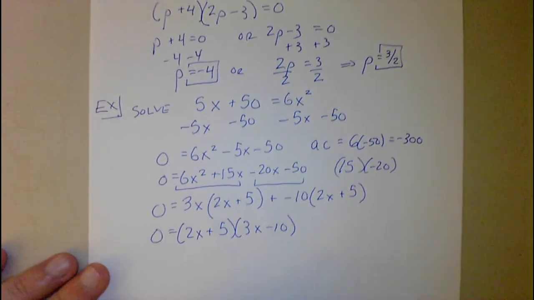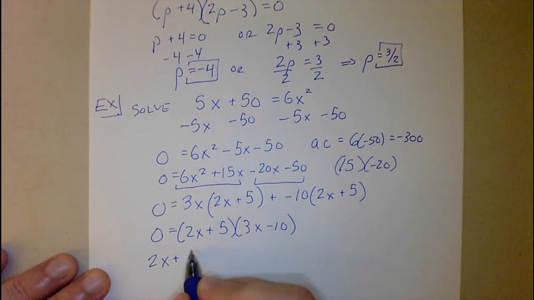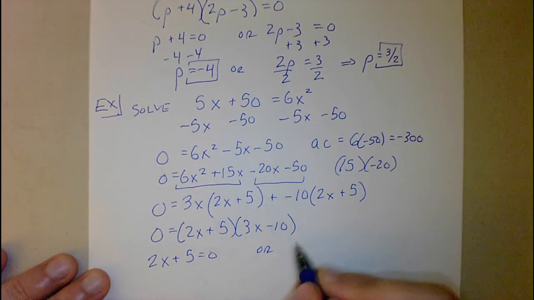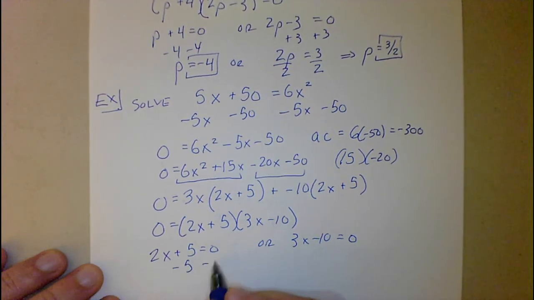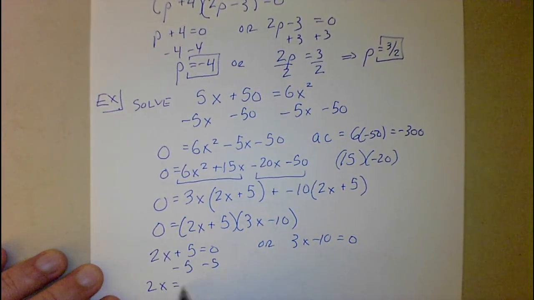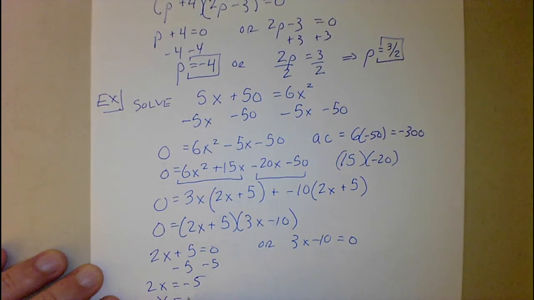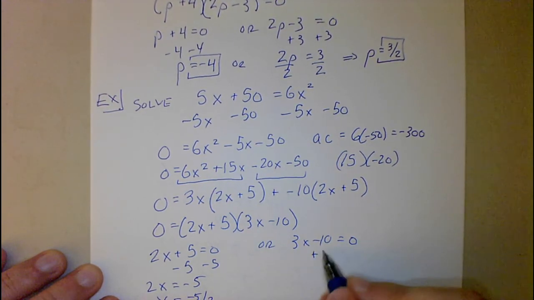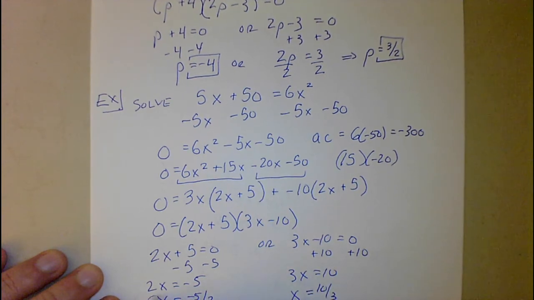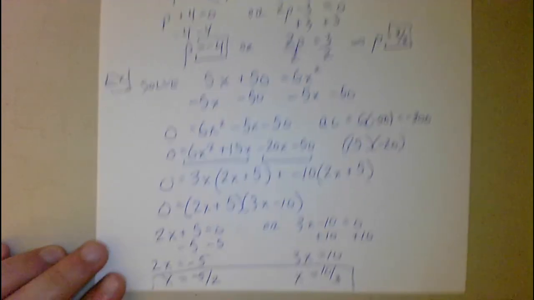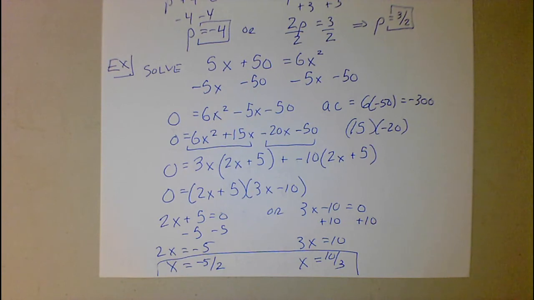And again, by the zero factor property, either 2x plus 5 equals 0 or 3x minus 10 equals 0. So subtracting 5 from both sides here, I get 2x equal to negative 5, and so x is negative 5 halves. Or here, I add 10 to both sides. I get 3x equal to 10, divide both sides by 3, and I get x equal to 10 thirds. So I get two fractions. I get two rational numbers in this example. Negative 5 halves, 10 thirds.